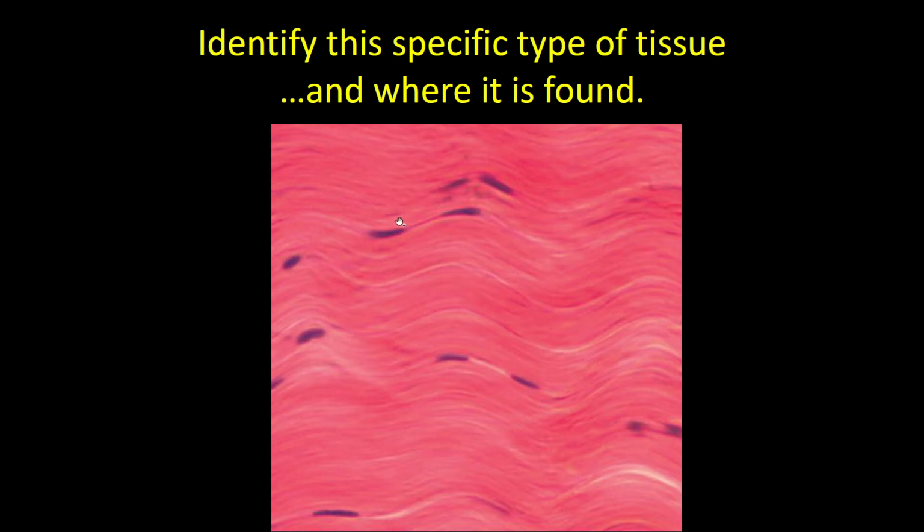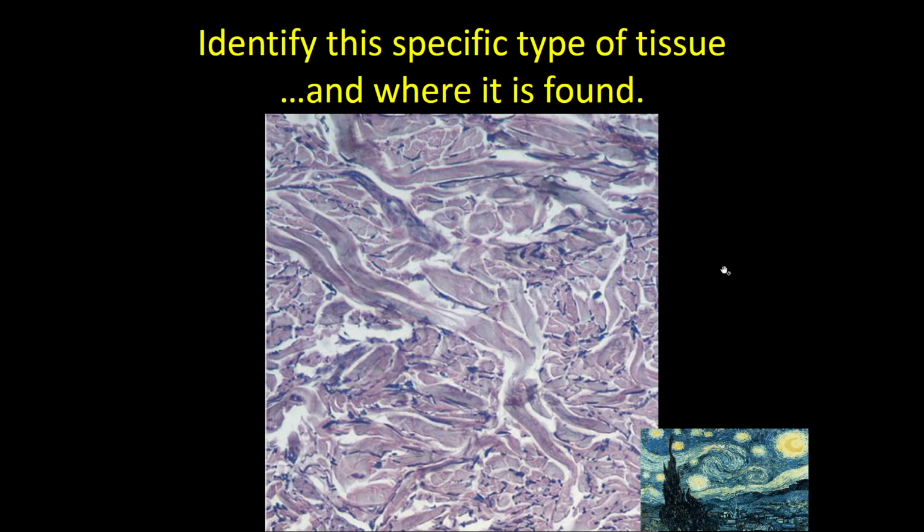Alright, so connective tissue. We got multiple wavy lines of collagen. They're all in a very straight pattern. This is going to be our dense, regular connective tissue.